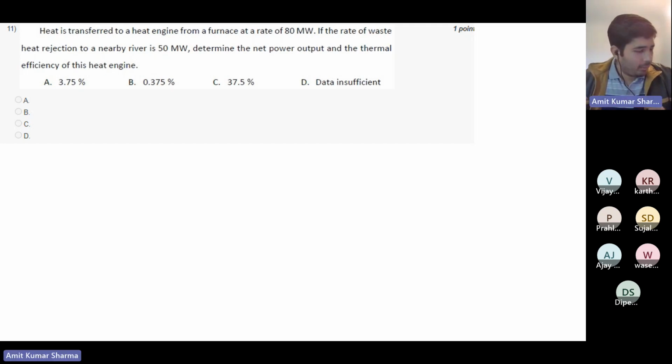Okay, come to question number 11. Heat is transferred to a heat engine from a furnace at a rate of 80 megawatt. If the rate of waste heat rejection to a nearby river is 50 megawatt, determine the net power output and thermal efficiency of the heat engine. Quickly, please try to answer it.